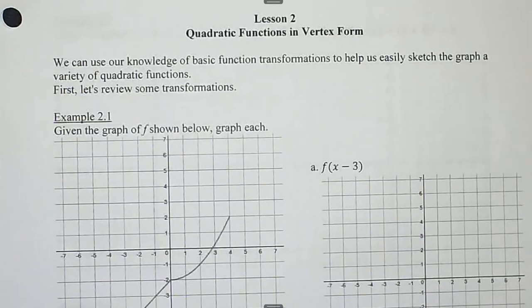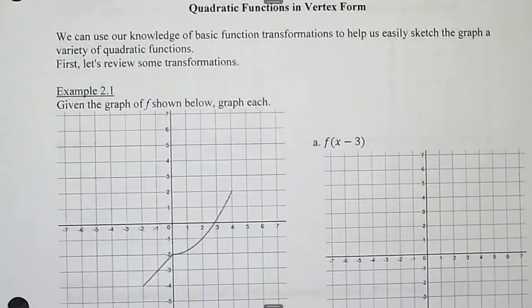Okay, so this is lesson 2 of Unit 6. Unit 6 is all about quadratic functions. Today we're looking at quadratic functions in a different form. We'll be looking at them in vertex form. So vertex form is basically something you already know. As long as you know your function transformation rules, this should fit right in with that.